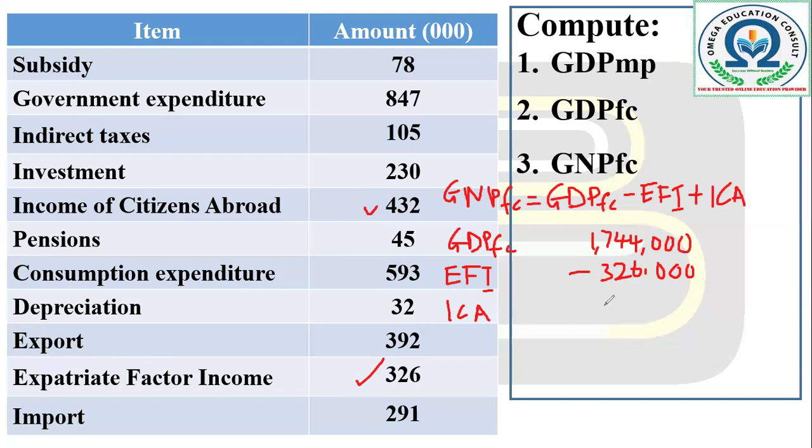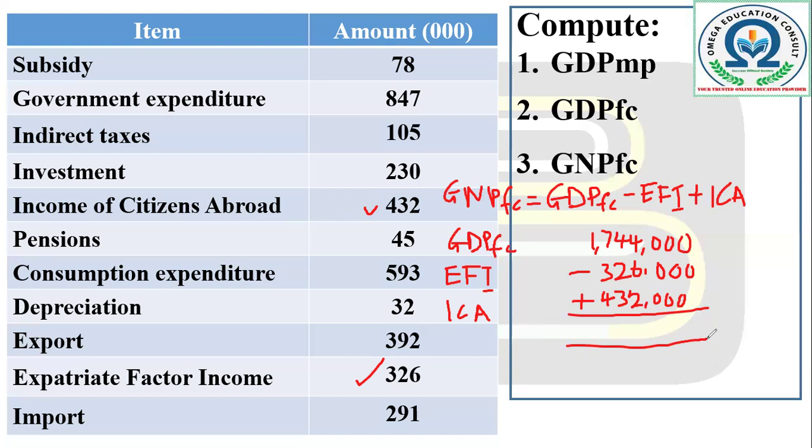Okay, as 432,000. So 432,000. Okay, and that is a plus. So we'll do that computation. So let's see what we'll get.